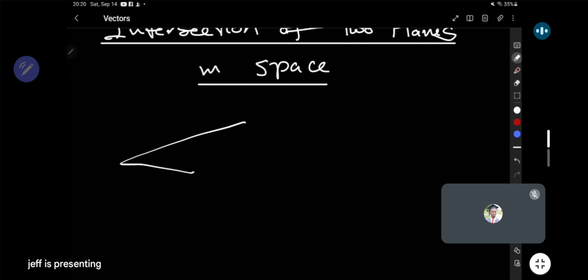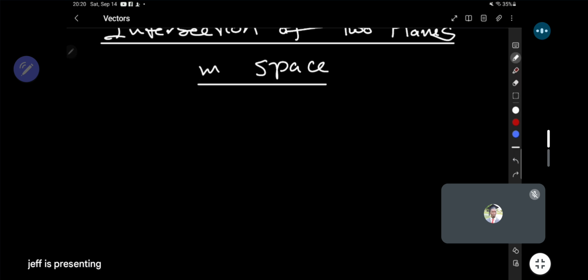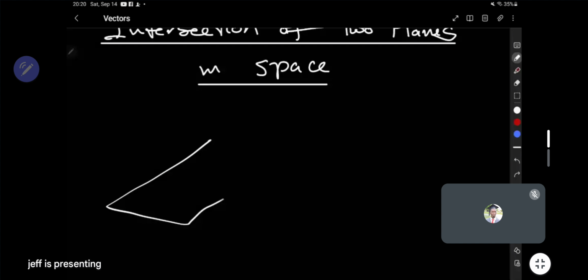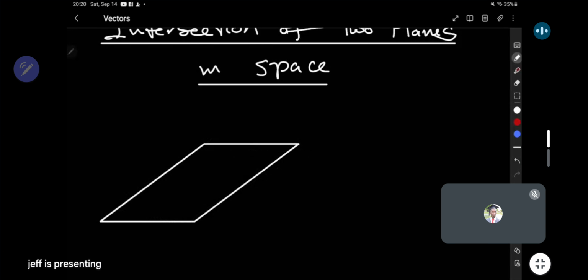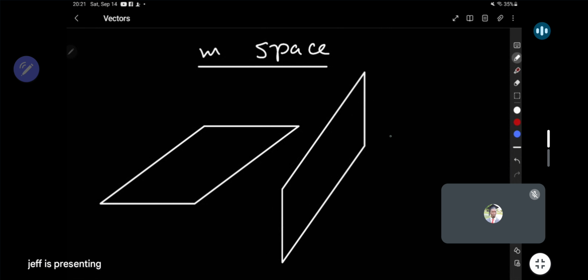So I can say that one plane is something like this. Okay, not coming out the way we want it to come out. So one plane is something like this. We can look at another plane, maybe something like this. It can be anything really. So I want to discuss how these planes can possibly intersect. So what do we see here?